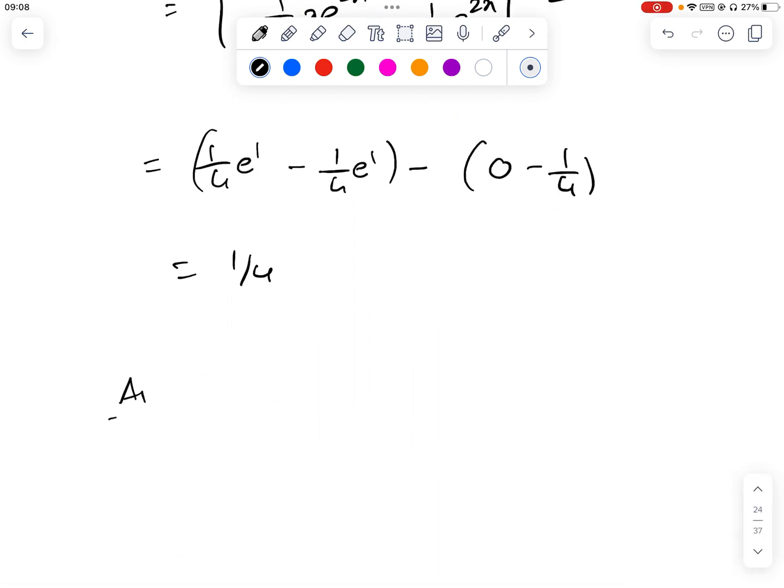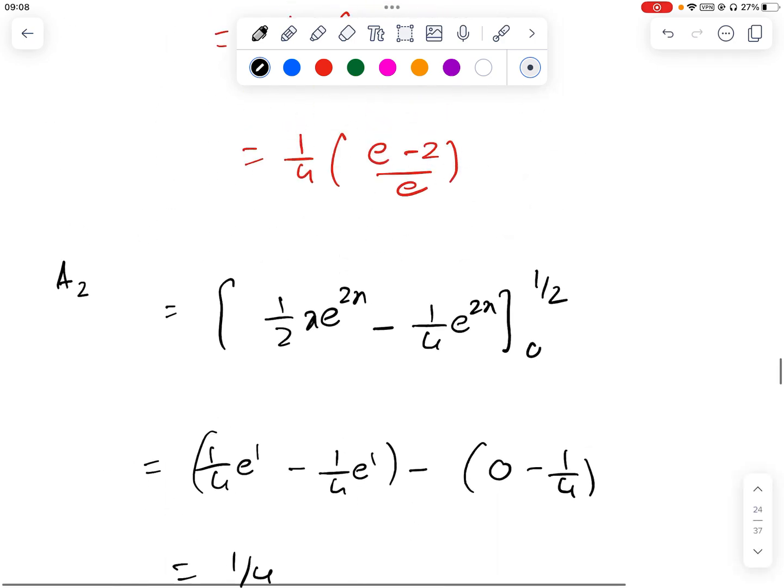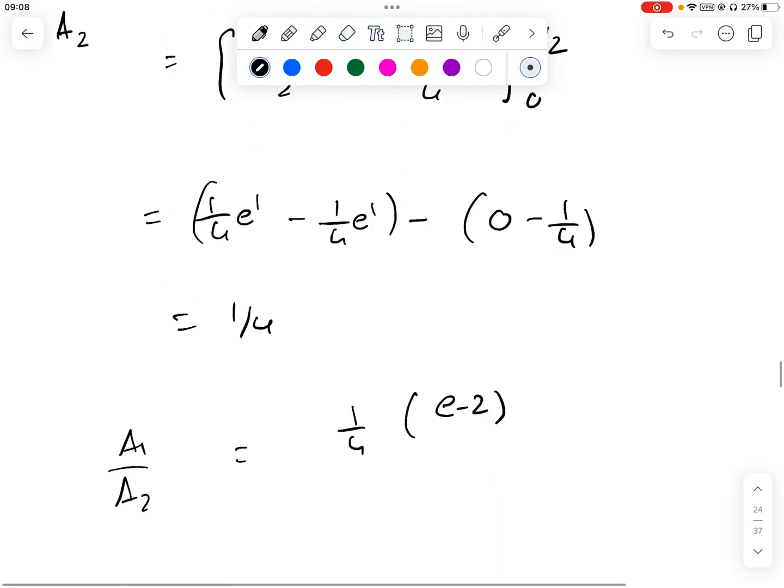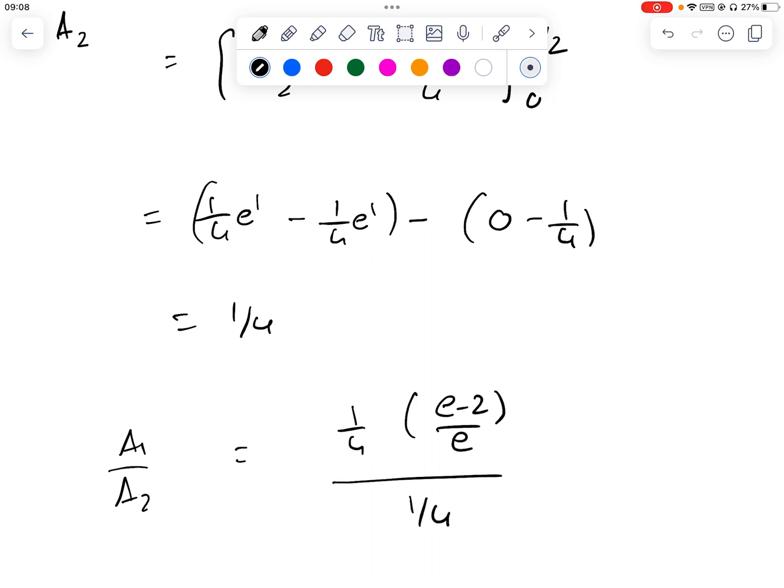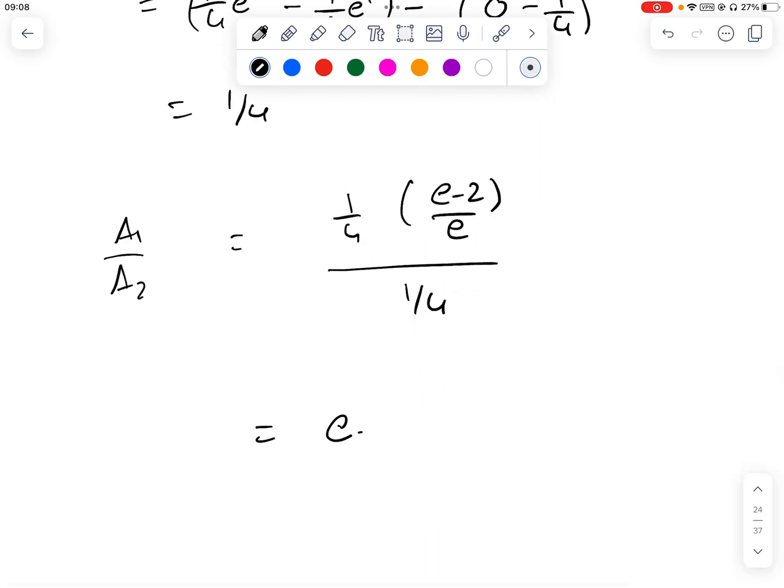Now A1 upon A2, which is 1 upon 4 times e minus 2 upon e divided by 1 upon 4. 1 upon 4, 1 upon 4 gets cancelled. E minus 2 upon e, which is e minus 2 upon e. That's going to be the answer.